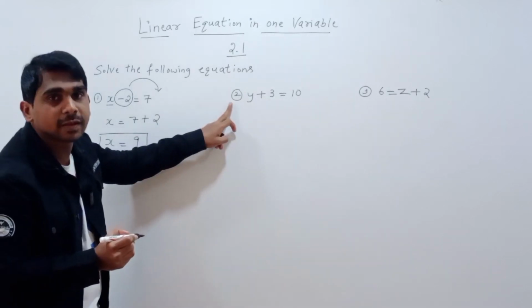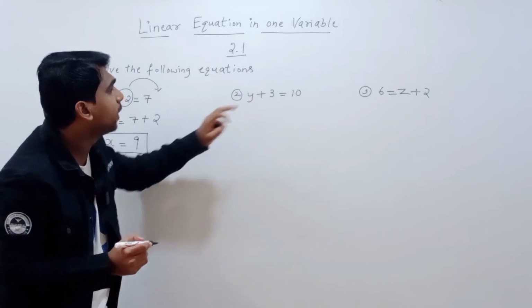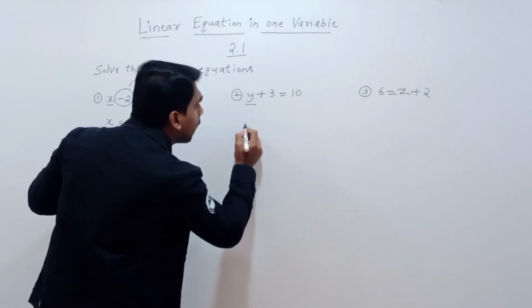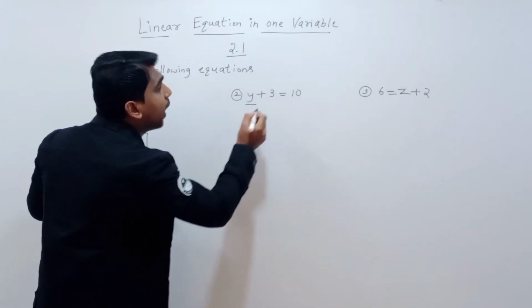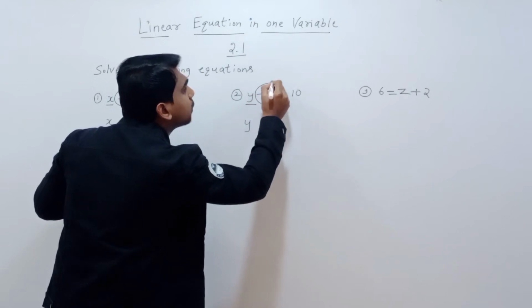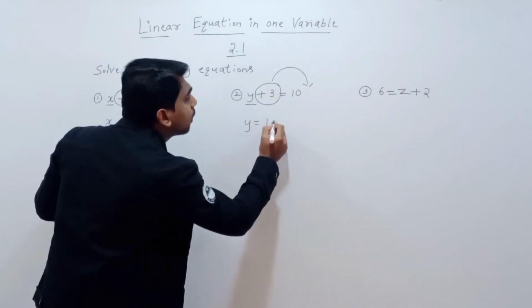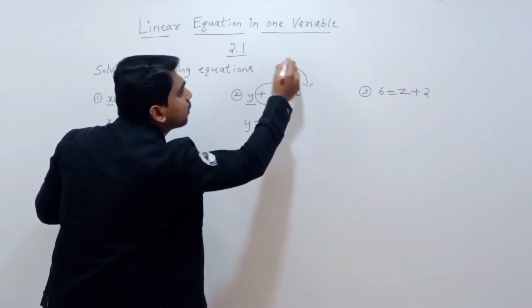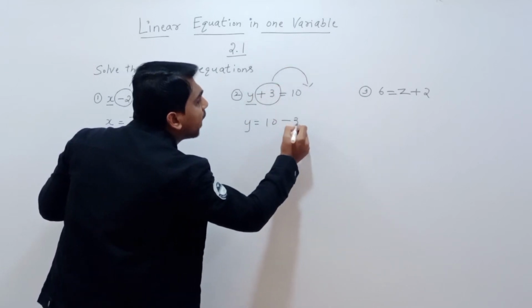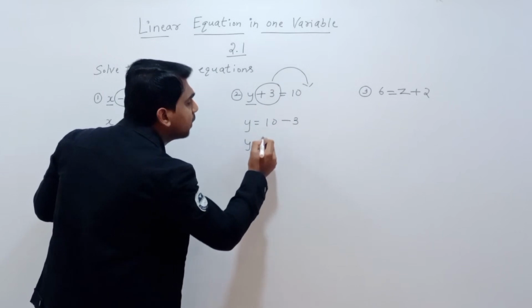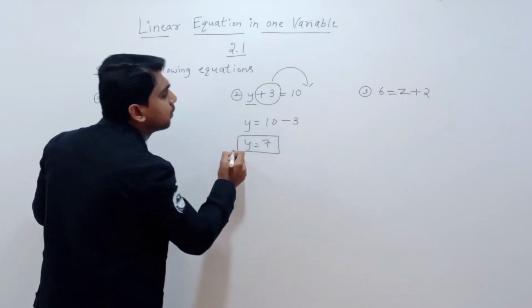Now let's see the second question. Here we have to find the y value. So I will write it on the left side. And the remaining term we have to shift to the right side. Now, if plus 3 goes to the right side, it will become minus 3. 10 minus 3 is 7.